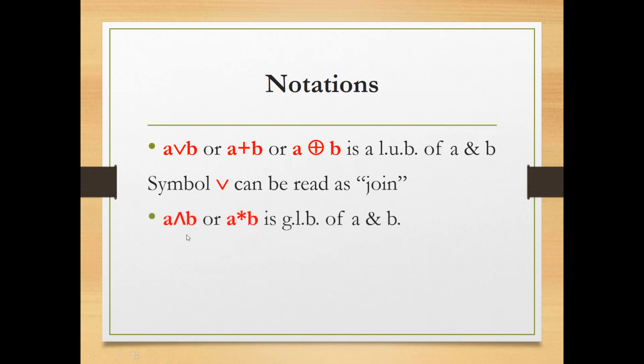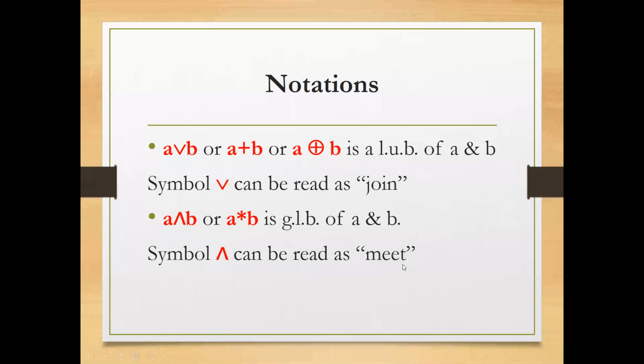And next, this symbol is the reverse of that symbol, and it is read as meet. A meet B, or you can write it as A star B. It is the greatest lower bound of A and B. So this symbol can be read as meet. So meet means the greatest lower bound of A and B. So these are the notations you have to remember because in the next slides, in the next theorems, we will use these notations repeatedly.